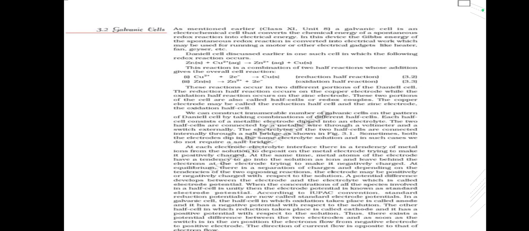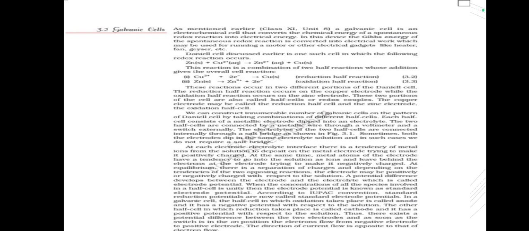These reactions occur in two different portions of the Daniell cell. The reduction half reaction occurs on the copper electrode, while the oxidation half reaction occurs on the zinc electrode. These two portions of the cell are also called half cells or redox couples. The copper electrode may be called the reduction half cell and the zinc electrode the oxidation half cell.